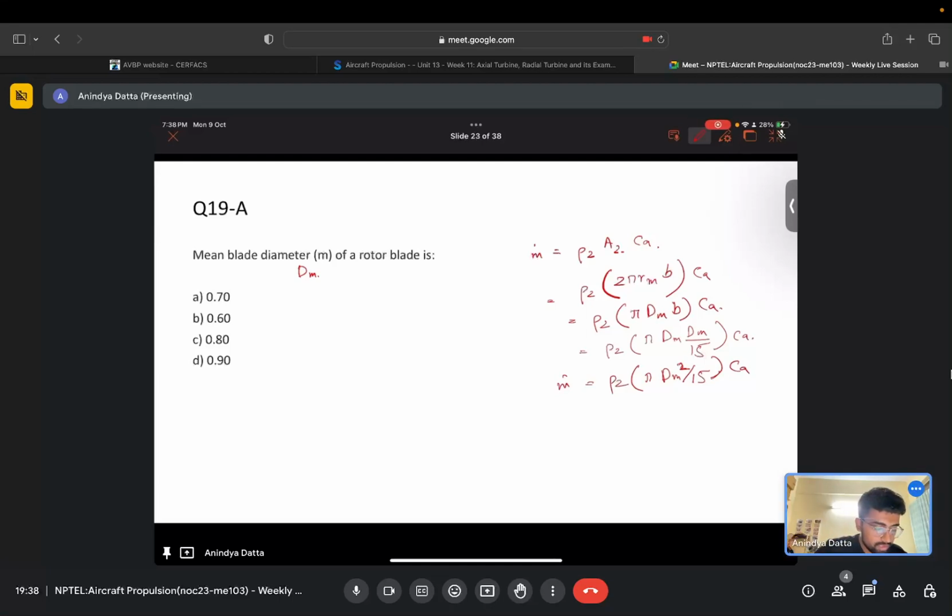Okay, all right. So we know m dot, rho 2 we can calculate if we know the static temperature and static pressure at station 2, and ca is what we have to compute. Okay, so let's do that.